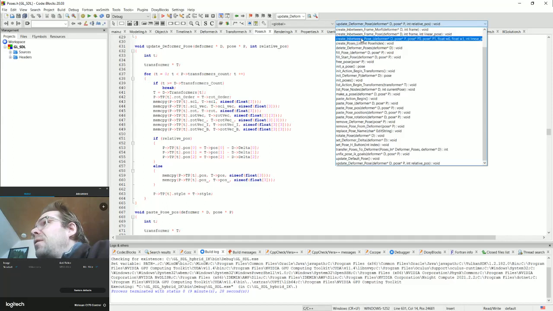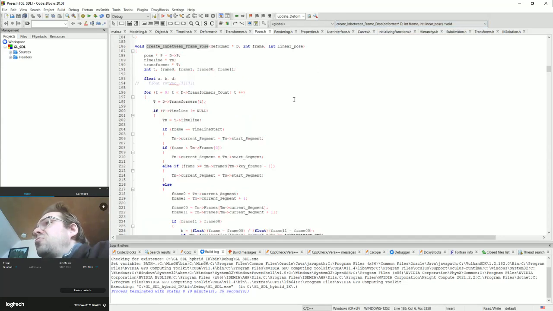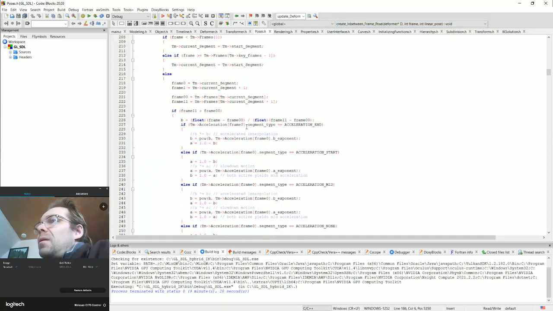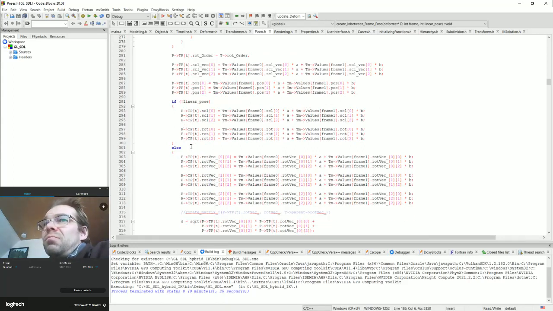creating in-between frame pose. We see here, and this involves, now I fine-tuned it to be able to use this switch for linear pose and not non-linear.